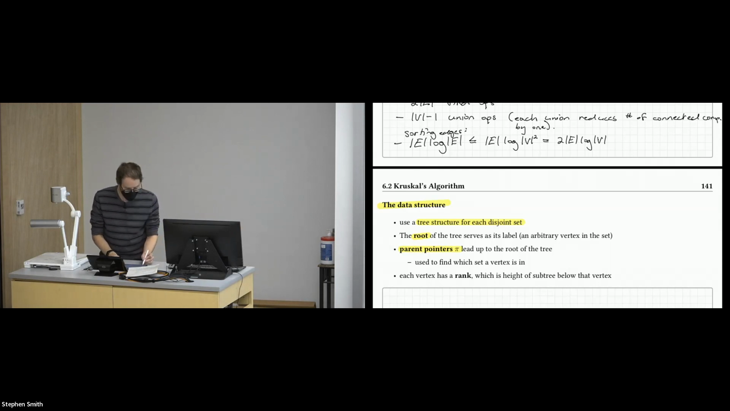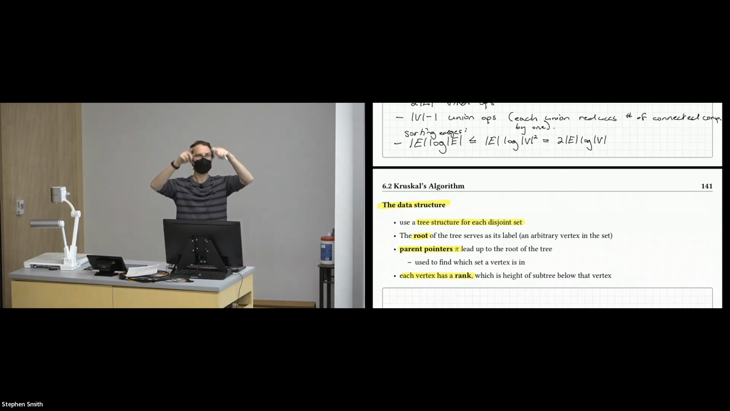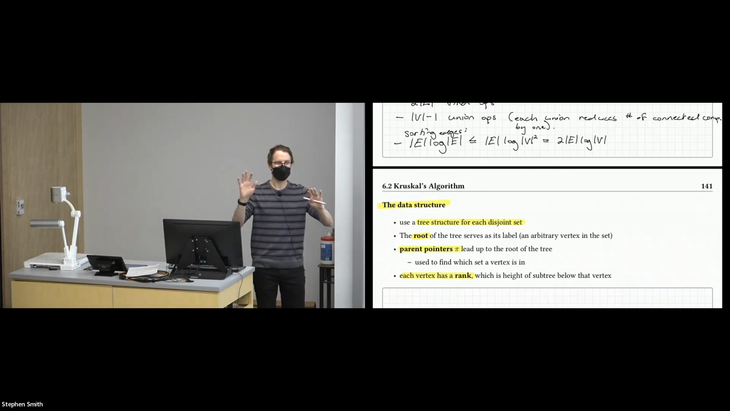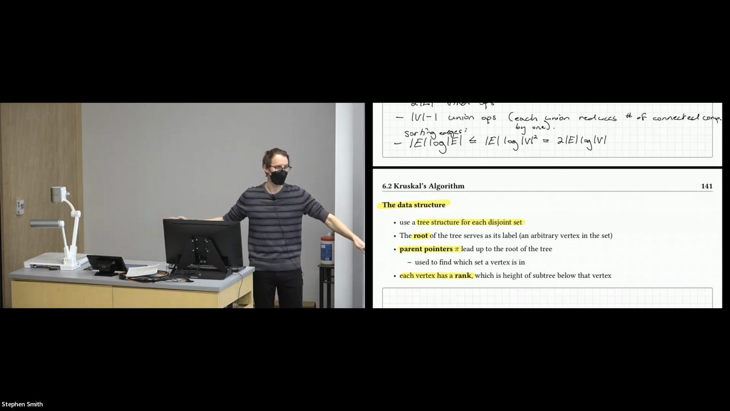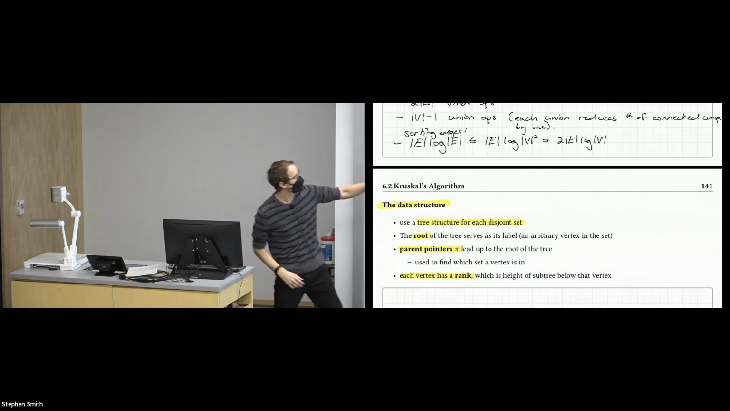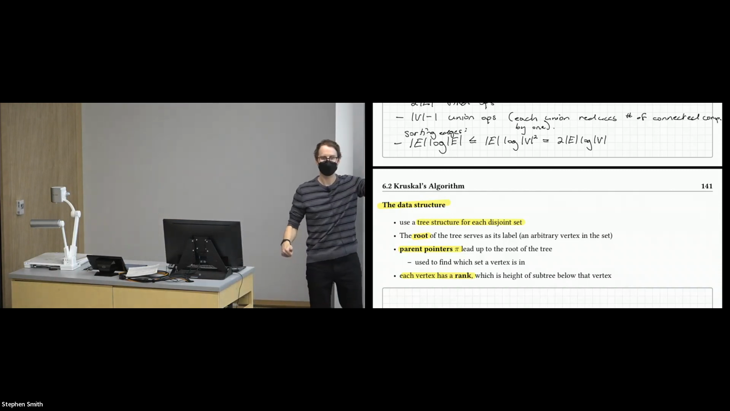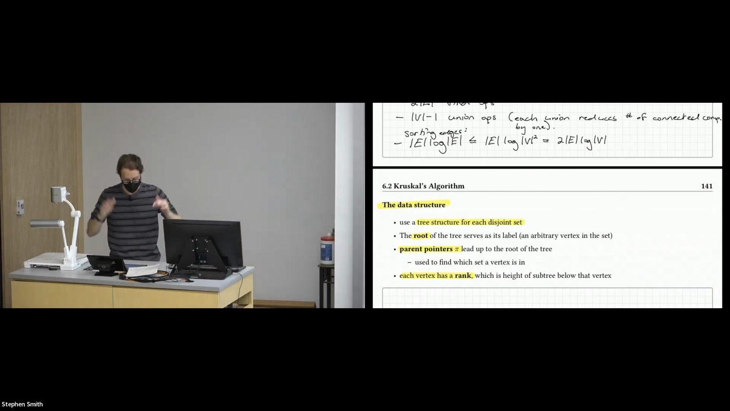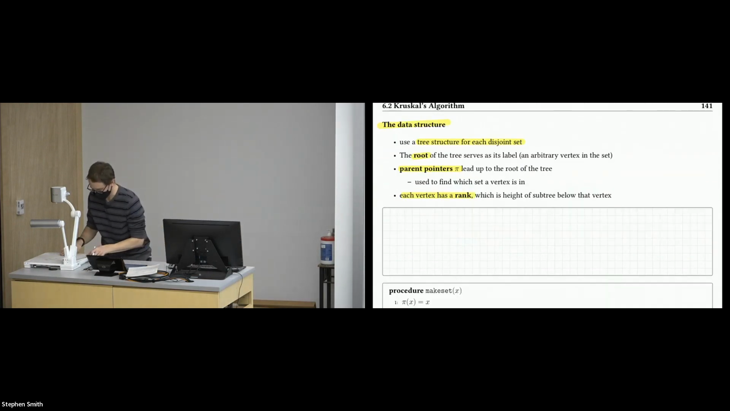And then, to be able to do the union efficiently, I also keep track of the rank of a vertex, which is how deep the tree goes below me. Wherever I am in the tree, I just say how far down it goes below me. I'm going to use that to make sure that when I merge two trees together, I keep it as shallow as possible so that following parent pointers up to the root doesn't take too long. That's something you'll see in a moment.